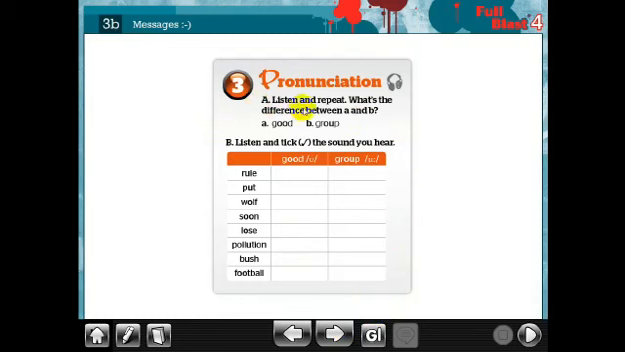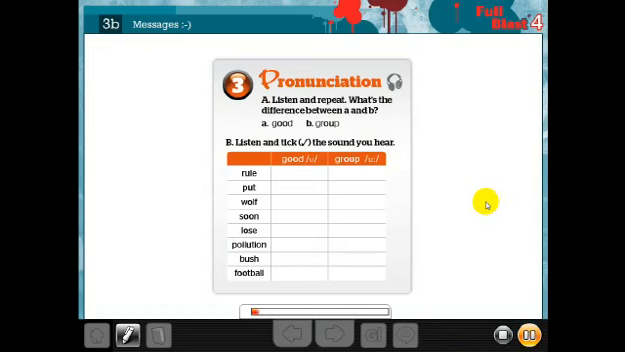Pronunciation. Listen and repeat. What's the difference between A and B? We will listen and know the difference between A and B. Then we will listen and check the sound you hear. Okay, listen carefully. A, good. B, group.